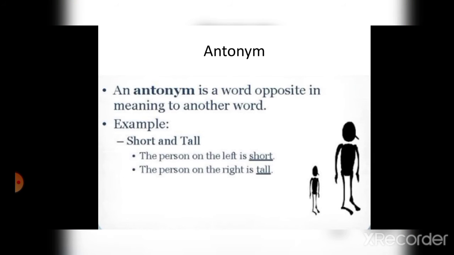Antonym. An antonym is a word opposite in meaning to another word. For example, short and tall. Let's use them in sentences. The person on the left is short. The person on the right is tall.